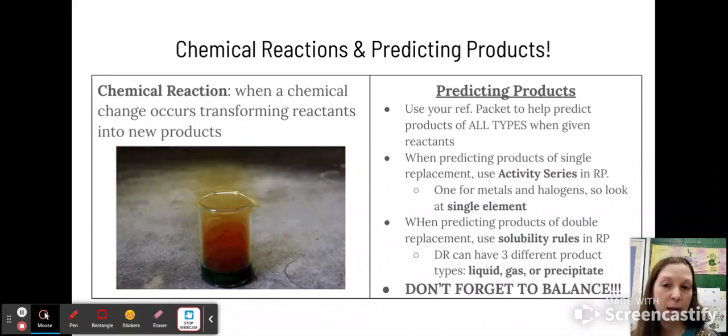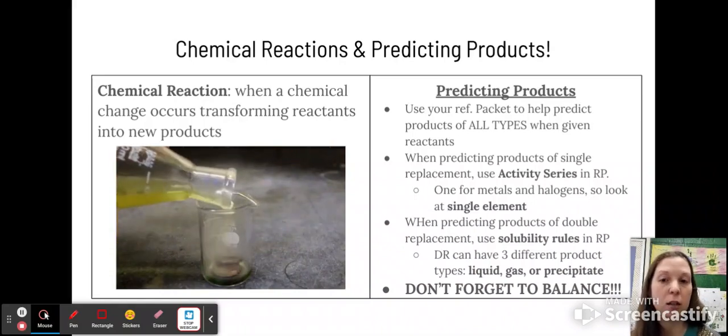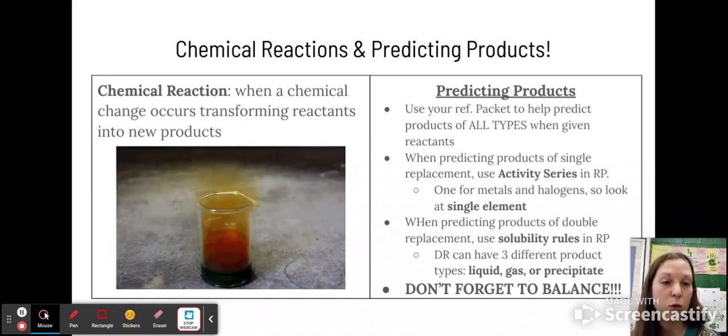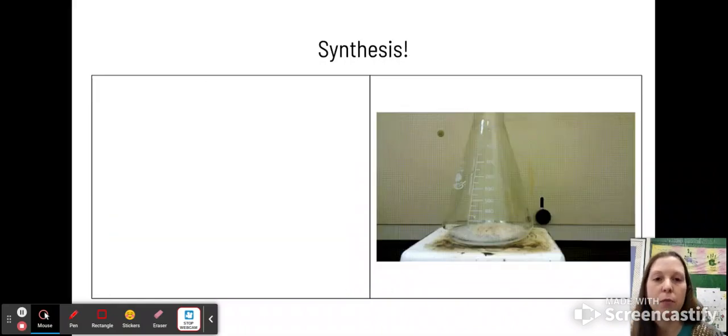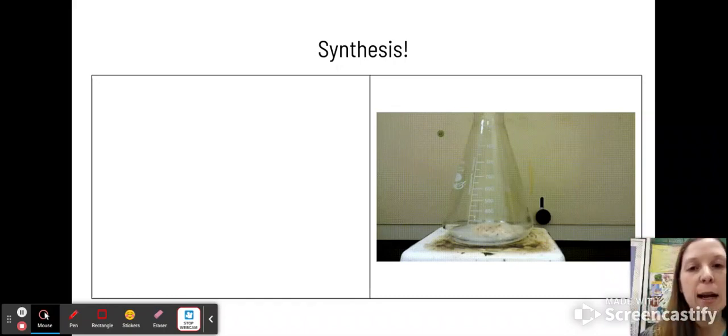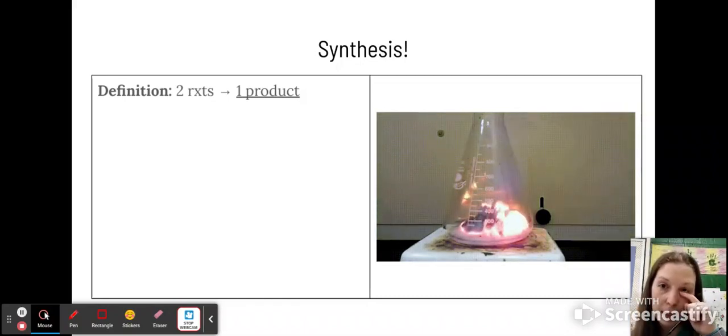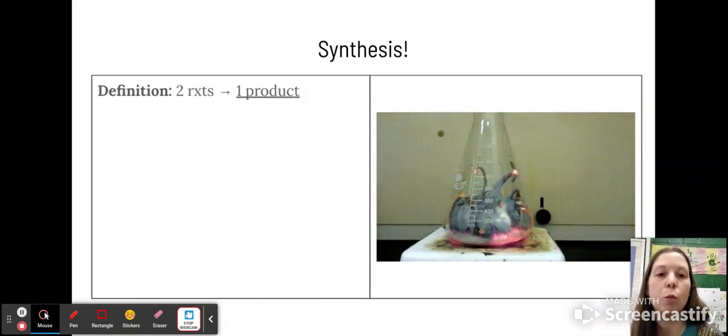And don't forget to balance. So just because you can predict the product does not mean you don't still have to balance, which you will have to do on your mastery checks as well. So let's get into our first type of reaction, which is a synthesis reaction. And you define this as two reactants which form one product.